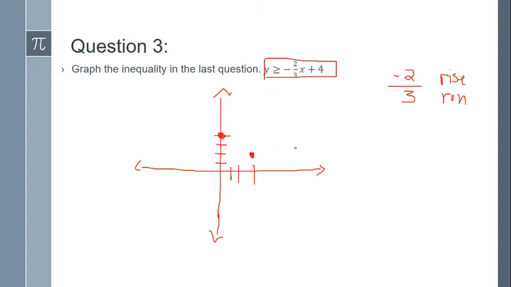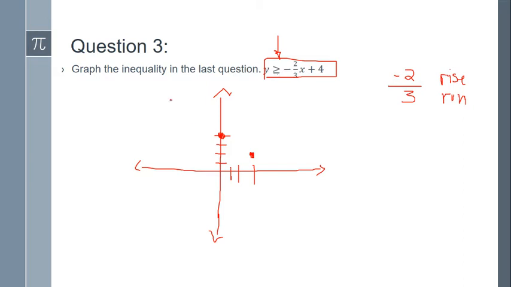All right, now I have to decide, should my border line be a solid line or a dashed line? And then where the shading should be. And that is solely determined by the inequality symbol itself. It has nothing to do with the slope being negative or positive. Only the inequality symbol determines the border line style and where the shading is. Notice we have the "or equal." That's my clue that that's a solid line.